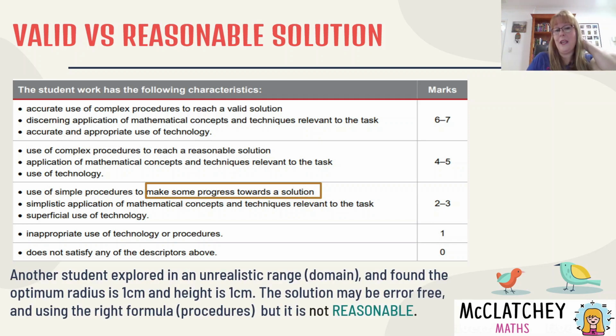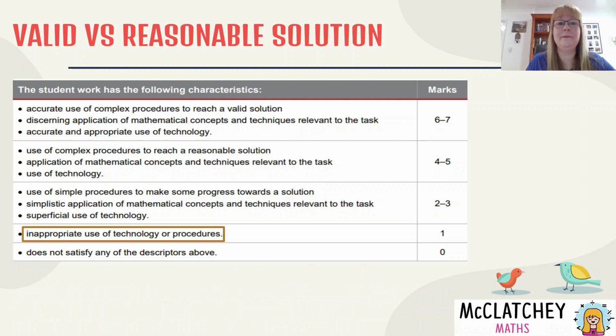So let's say somebody explored an unrealistic range and they found the optimum size of the can was 1 centimetre by 1 centimetre. Well, it would definitely have the lowest surface area. However, it's not a valid solution. It's not a reasonable solution. It may even be error-free, but if they didn't use the right procedures and they didn't have a reasonable solution, it's the wrong domain. So really, it's not use of complex procedures either, but they made some progress. It's just not a reasonable or valid solution. It's just progress towards a solution. So in that case, they would hit that box down there.